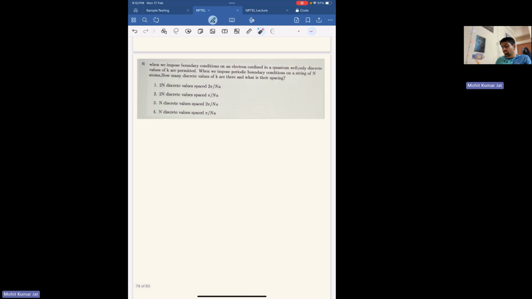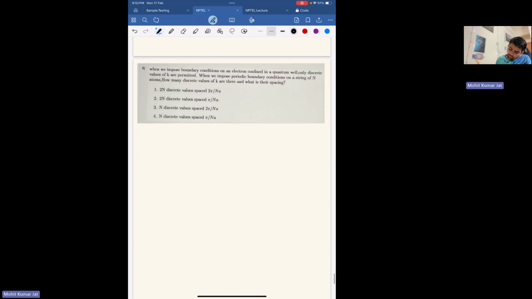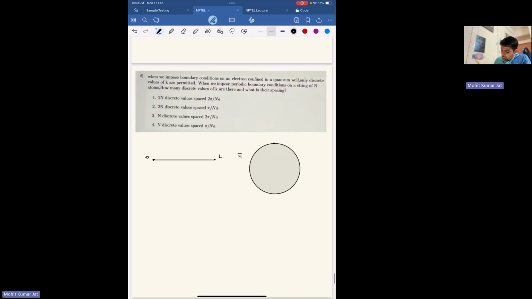This is a good question. So what it says is, you have a string which is of length... This is 0. This is L. Now it's my choice. I can modulate it and I can make it a ring. So this is my 0, and the same point is my L. So I will call it 0 also and L also. And that's my choice. I can define the problem like this.